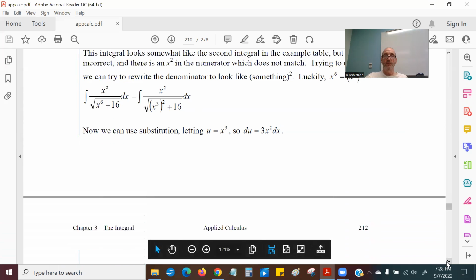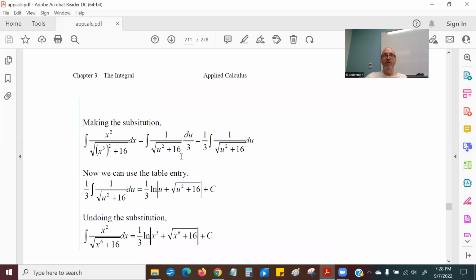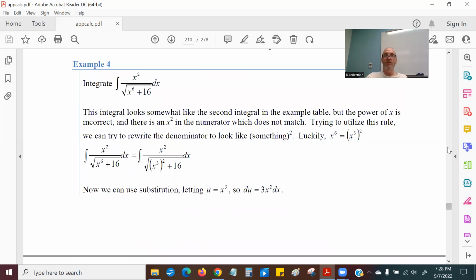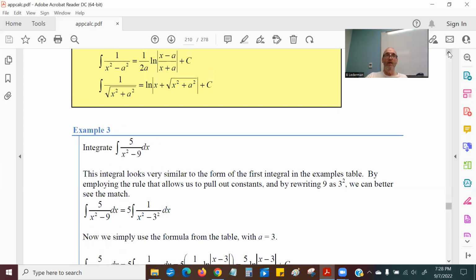And then the next thing I'm going to do is make that substitution. So x cubed is going to be u, and I'm going to stick it right in there. The x squared dx is really 1/3 du, so it's du over 3. And now this is equal to 1/3 the integral of 1 over the square root of u squared plus 16 du. And this now looks exactly like what we had on the table.